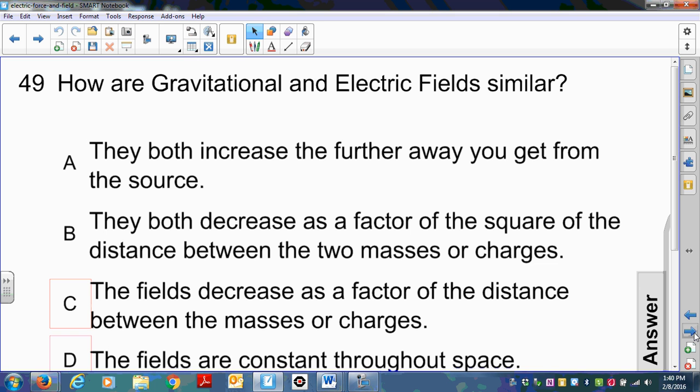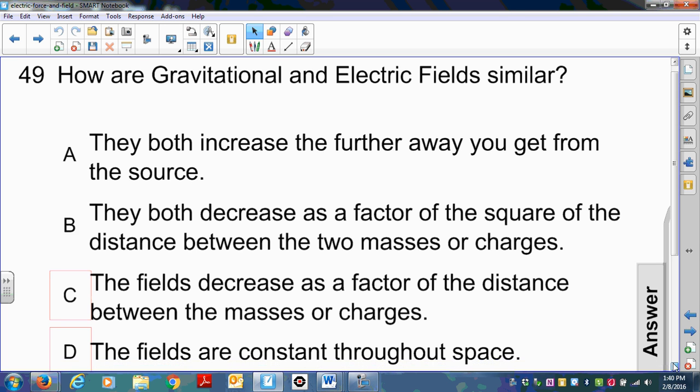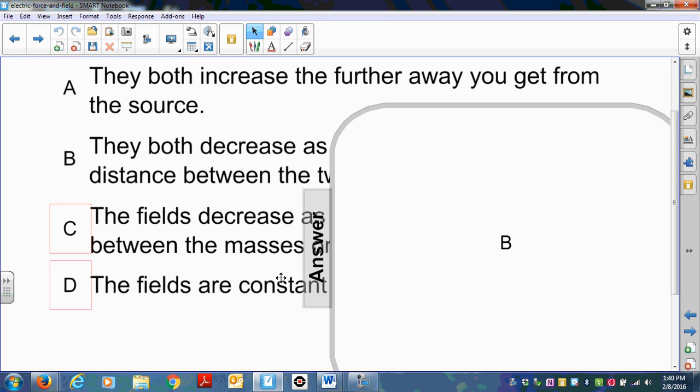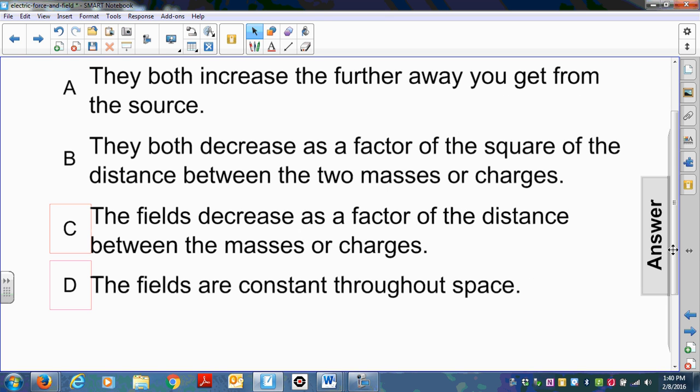How are gravitational and electric fields similar? A, they both increase the further away you get from the source. B, they both decrease by a factor of the square of the distance between the two masses or charges. C, the fields decrease as a factor of the distance between the masses and charges. D, the fields are constant throughout space. Go ahead and select your answer now. Okay, hopefully you chose the answer B. B is the correct answer.